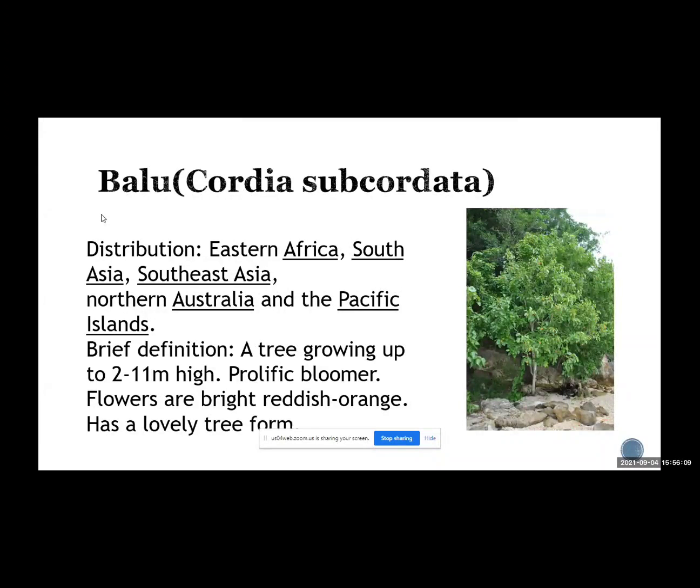Balu, Cordia subcordata. Distribution, Eastern Africa, South Asia, Southeast Asia, Northern Australia, and the Pacific Islands. Brief definition, a tree growing up to 2 to 11 meters high, prolific bloomer, flowers are bright reddish orange, has a lovely tree form. So kani siya nga tree kay medium sized lang ni siya and can be found in coastal areas and wetlands of an island.